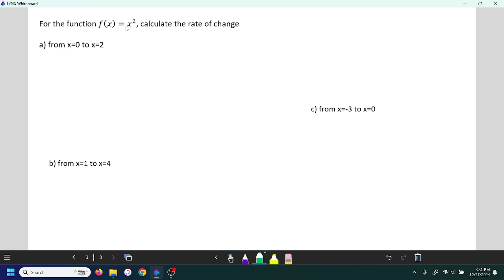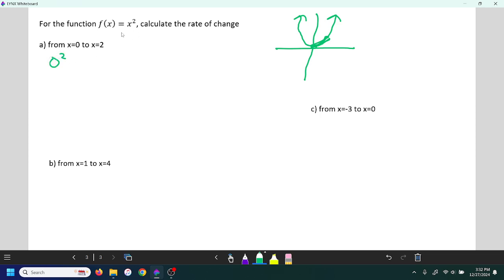So for this function, which is a curved function, the graph is going to look something like this. It's a parabola with a vertex at the origin. And so we're going to have a different rate of change depending on what interval we're looking at. So the first interval we're looking at is from x equals 0 to x equals 2. So this little interval here. And we want to know the slope between the points that have those x values. So first we need to find what are the y values for those points.